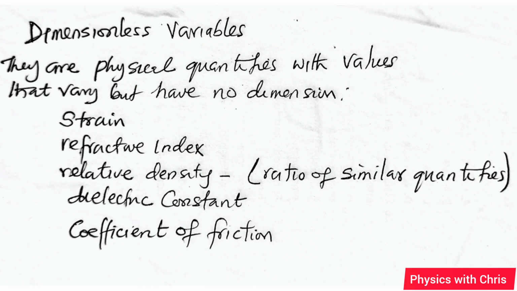In fact, when two similar quantities are compared, the result is that they have no dimension. When we're talking about relative density, we are talking about mechanical advantage, velocity ratio, or a ratio of two distances. It has no dimension. So when two quantities of similar nature are compared, the result is that they have no dimension. Dielectric constant, coefficient of friction, they are all dimensionless variables.